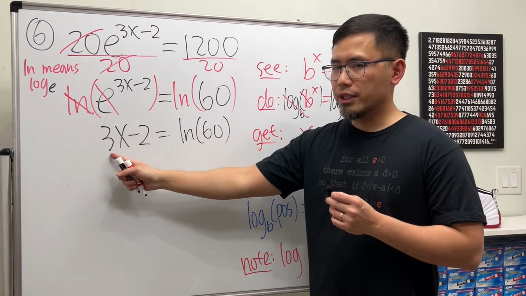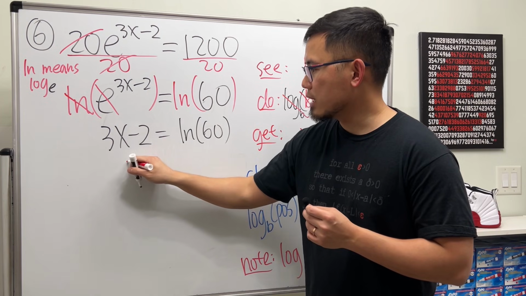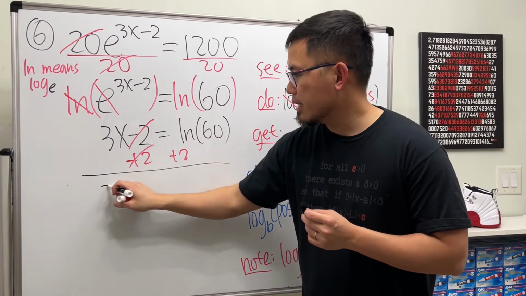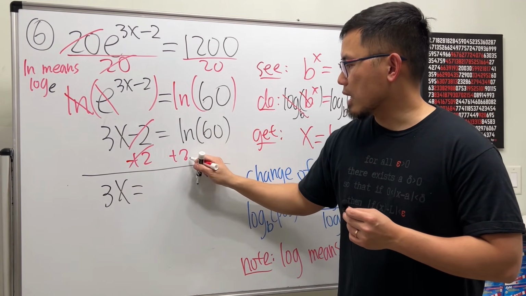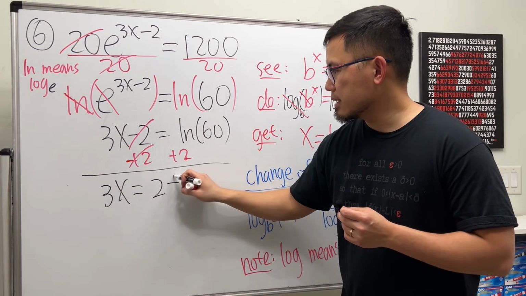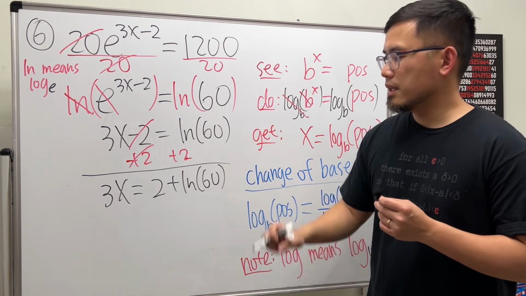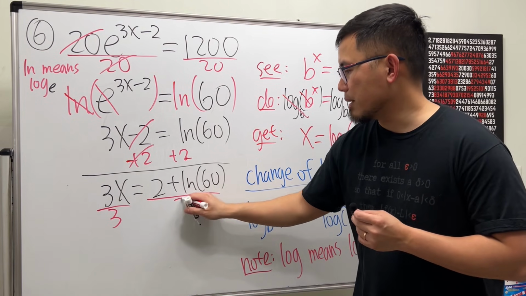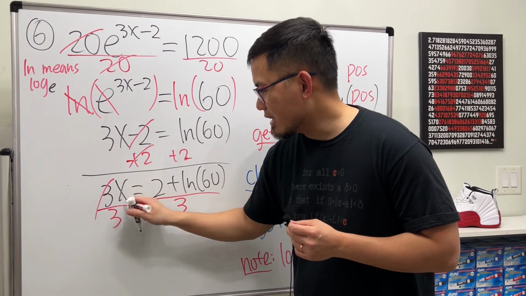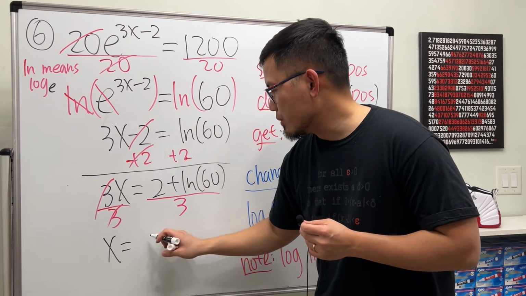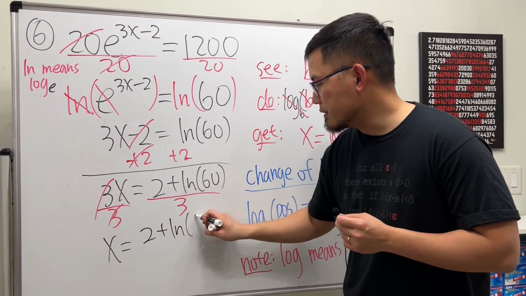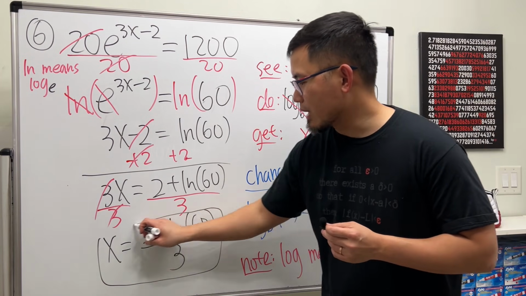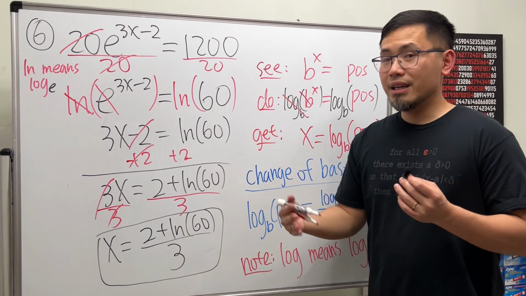And now I want to isolate the x. So I will just add a 2 on both sides first. So this and that cancel. And then we are going to get 3x equals 2 plus ln of 60. And then finally, just divide both sides by 3, the entire thing. So that this and that cancel, and then I get x is equal to 2 plus ln of 60 all over 3. And of course, you can enter it on the calculator, and you can get the approximate answer as well.